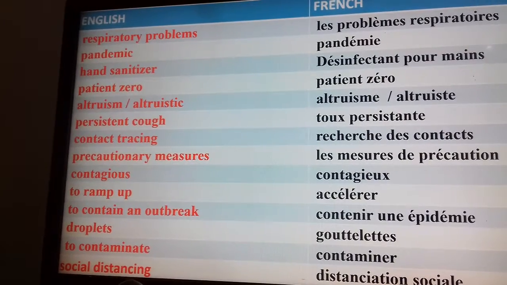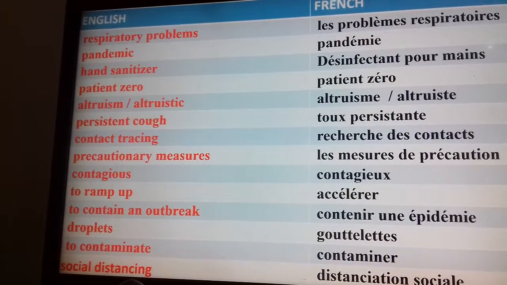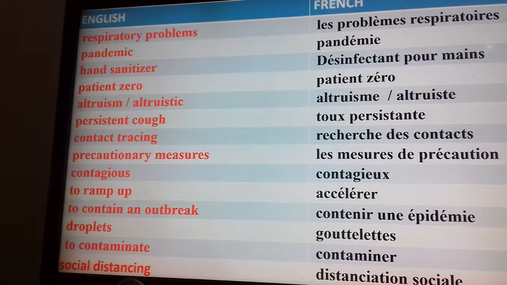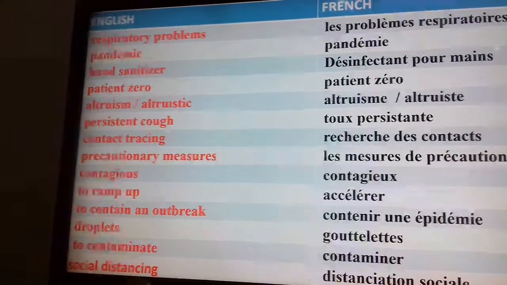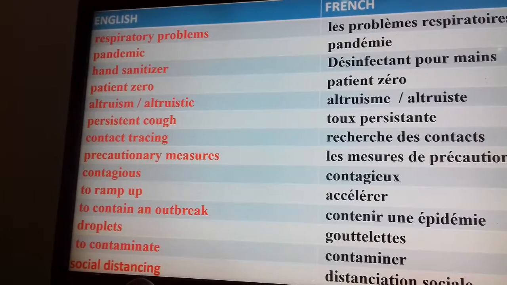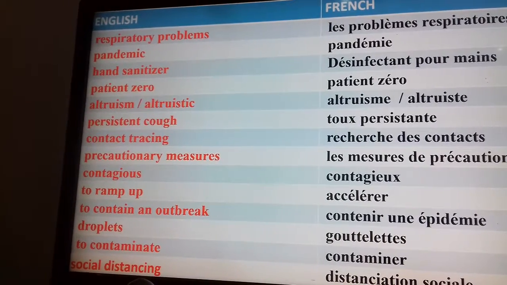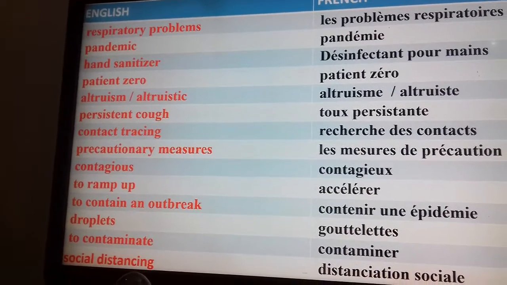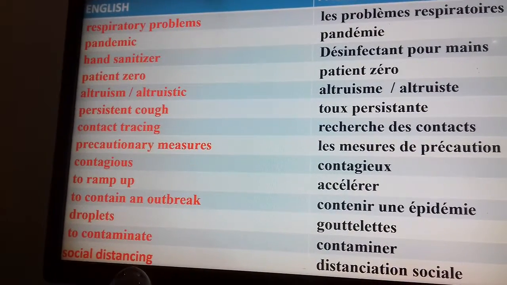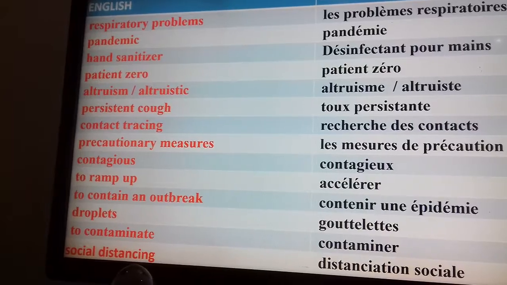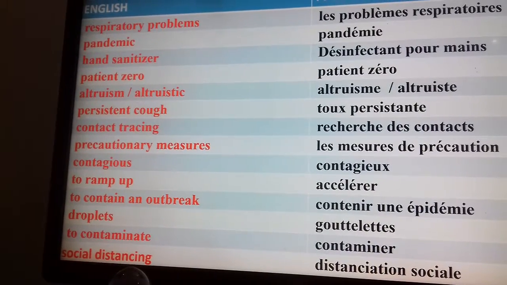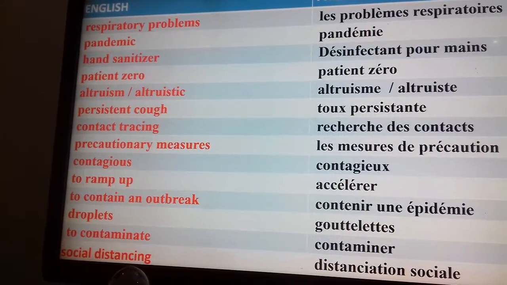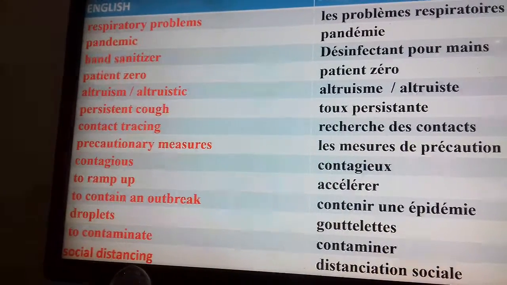Persistent cough. You cough when you have certain diseases such as TB, and if you have a cold or flu, you may cough. So these are some symptoms of these three diseases. Coughing. Contact tracing means that you are trying to know all the contacts of a patient.